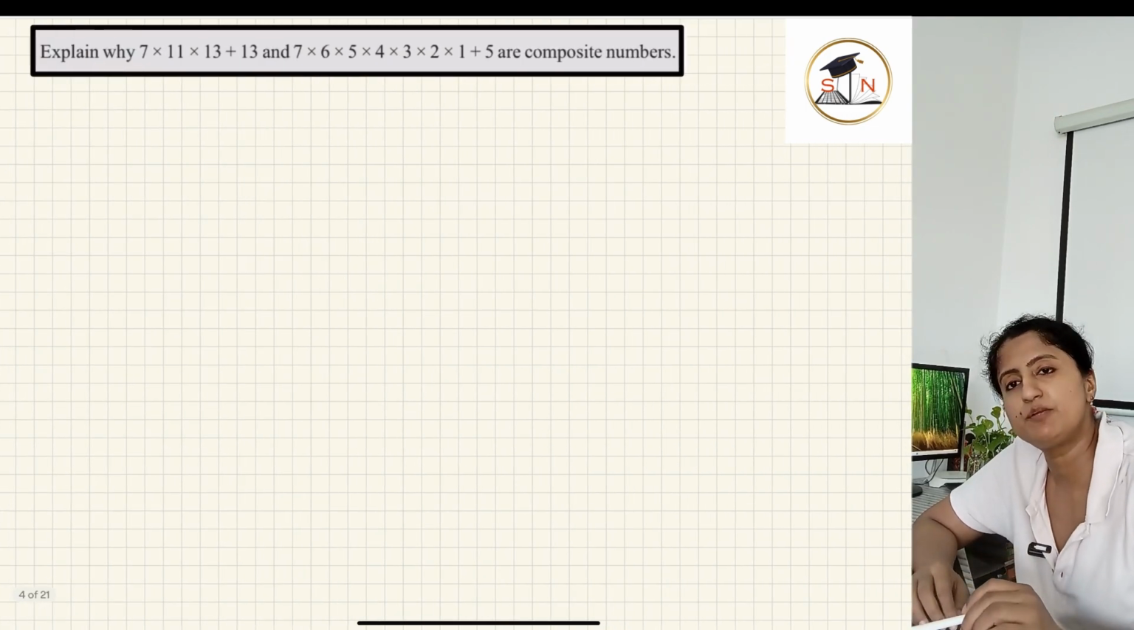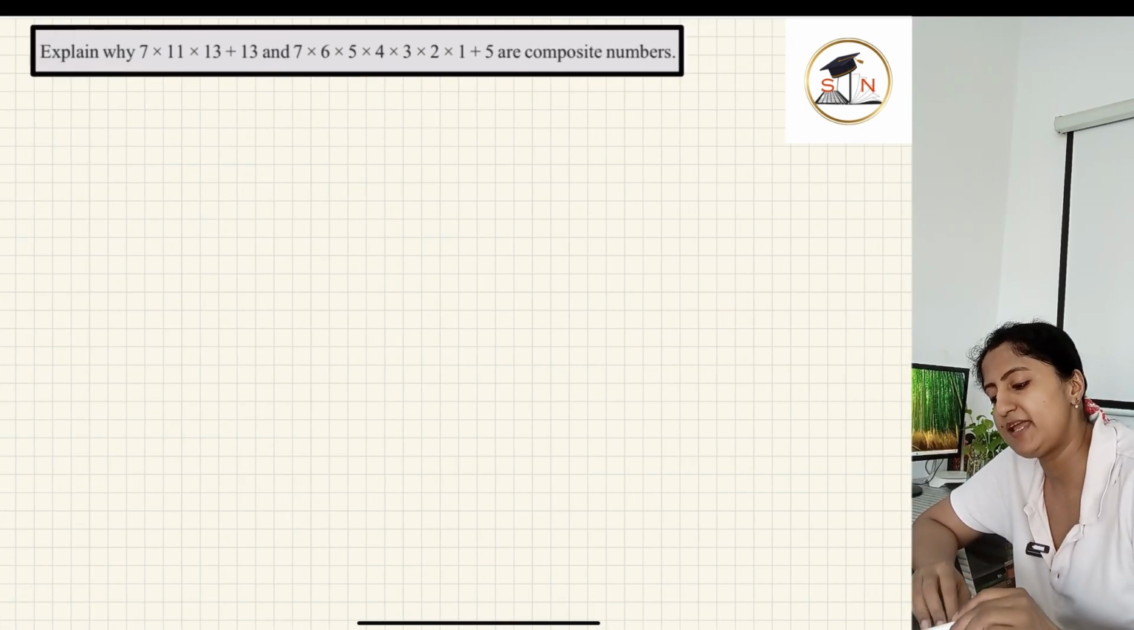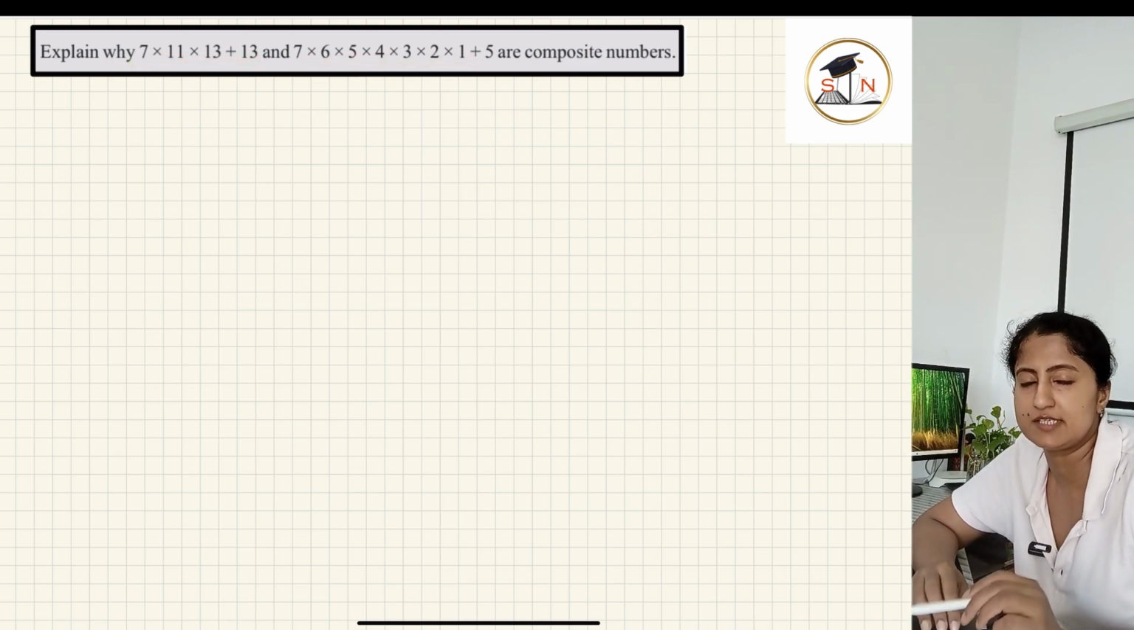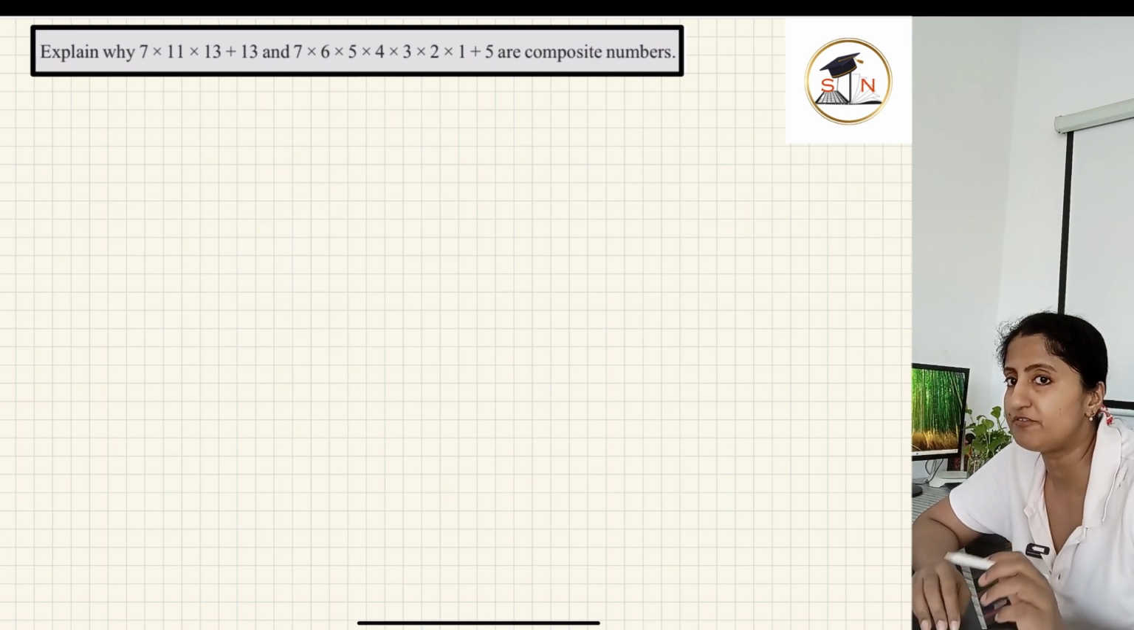Now, another question based on the fundamental theorem: explain why 7 into 11 into 13 plus 13 are composite numbers. They have given us two numbers over here. I'll do the first one. You leave your answer for the second one in the comments, and do not forget to subscribe.